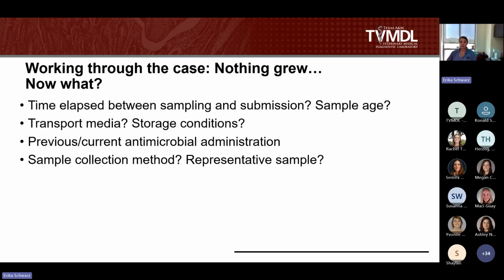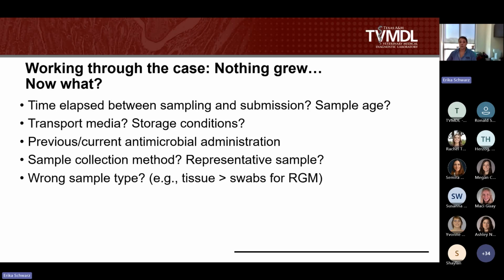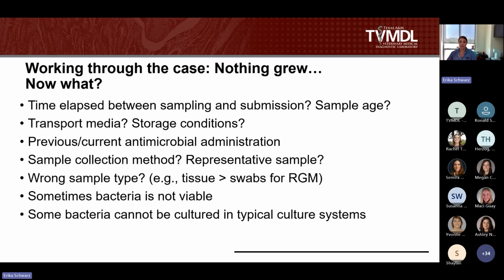Could it have been due to the method of collection? Did we get a representative sample? Was this the wrong sample type? For example, tissue is often needed to get good growth of rapidly growing mycobacteria rather than a skin swab. And then some bacteria just aren't viable in culture. Sometimes it just dies in transit, or it isn't supported on those plates.